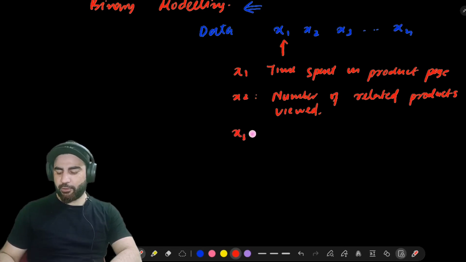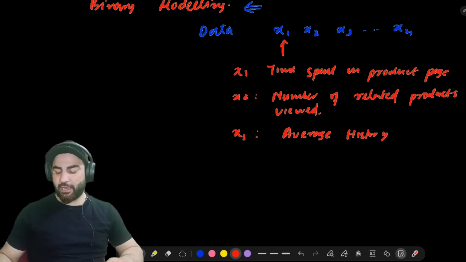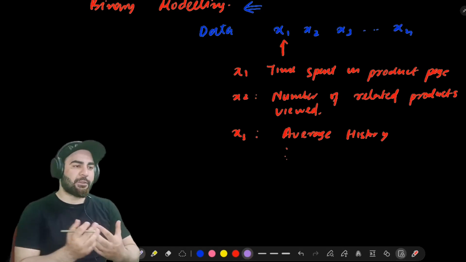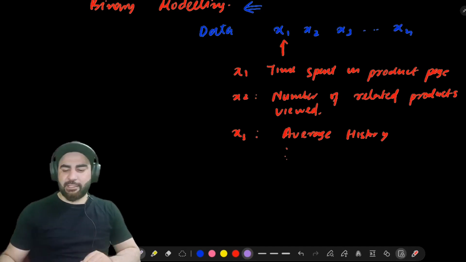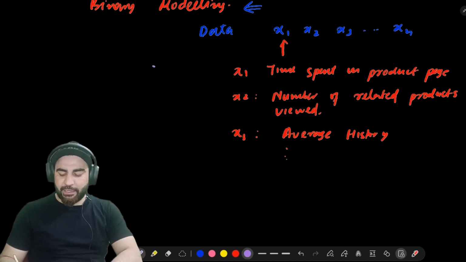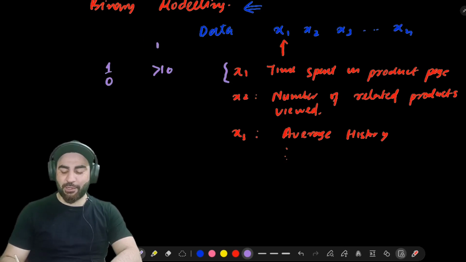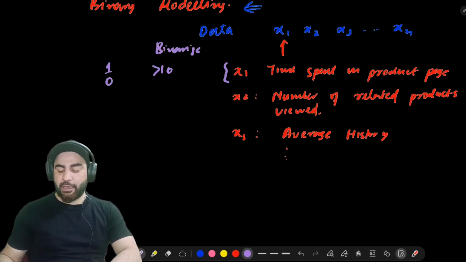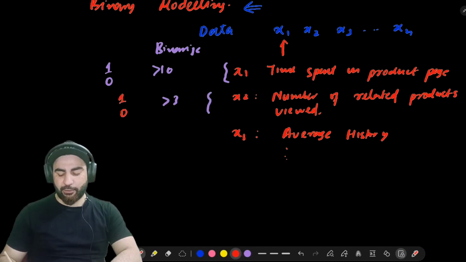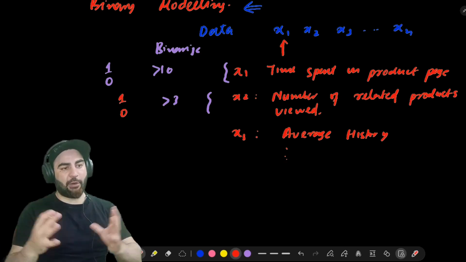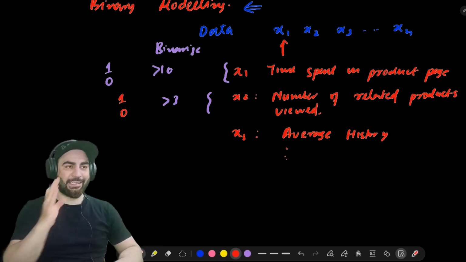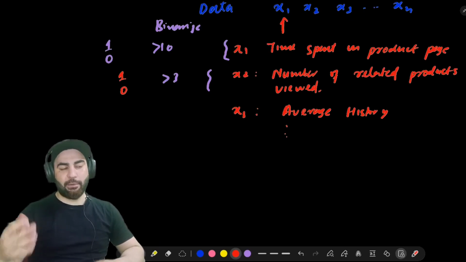Average history, by that I mean in dollars. And all of the features will be there. So we can somehow make these features binary as well. Let's suppose if time spent is greater than 10 minutes, you call it 1, otherwise 0. So we'll sort of binarize these features, if that is a word. Similarly, if the number of related products is greater than, let's suppose, 3, then we have 1, otherwise 0. Similarly, for average history, the average amount spent throughout the history, if this is above a certain dollar amount, we can convert the whole problem into a binary problem.